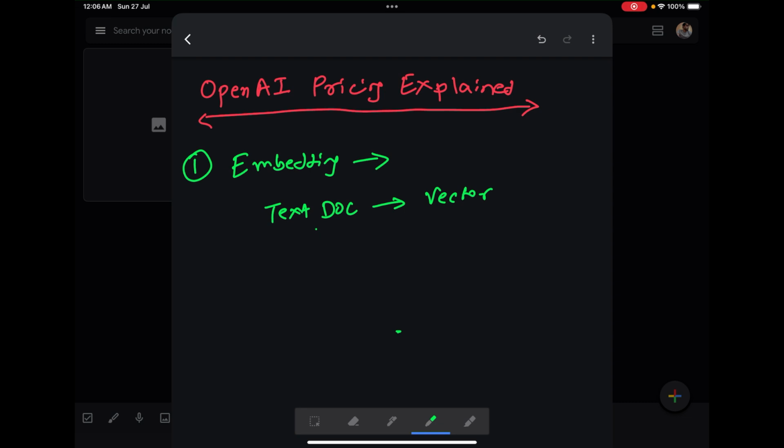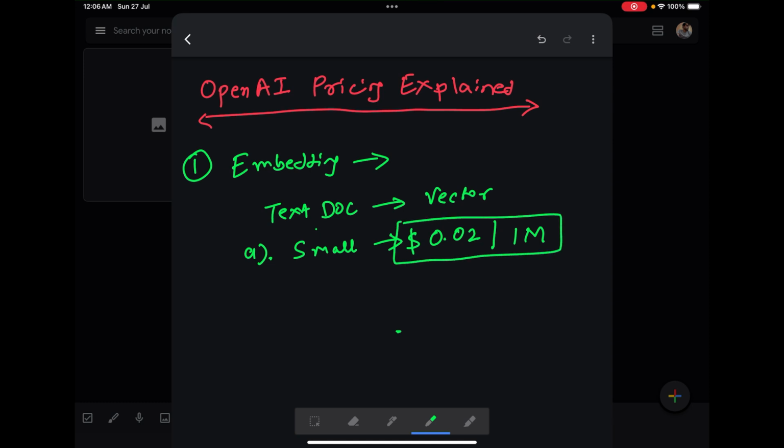Now on OpenAI's website, there are 3, I guess, embedding models available. Let me try to explain it using the small embedding model. The small embedding model states that the pricing is $0.02 per 1 million tokens, and it usually states it like this. $0.02 per 1 million tokens.